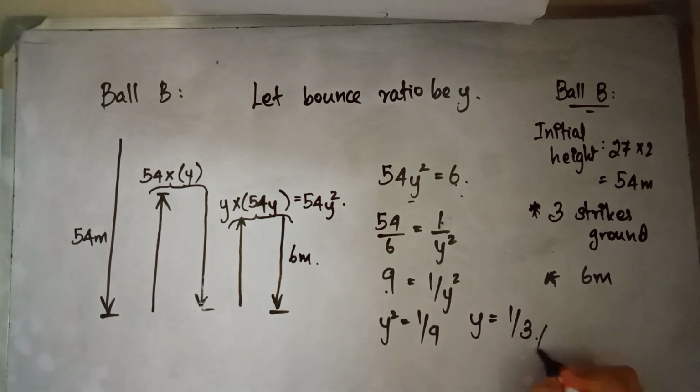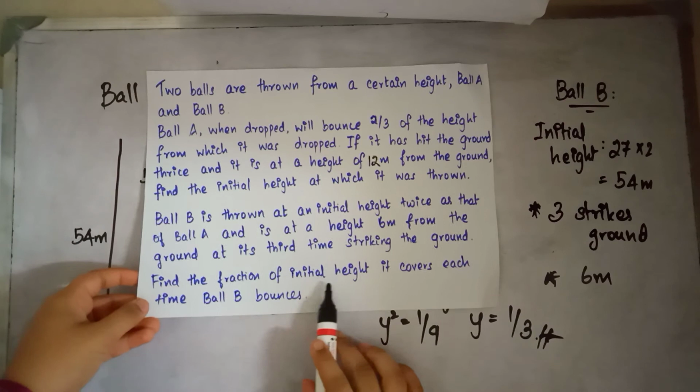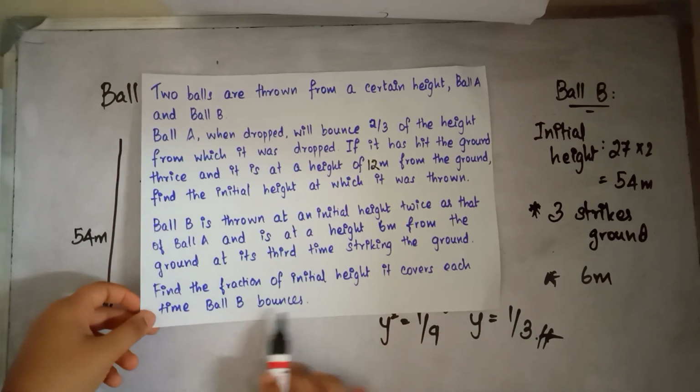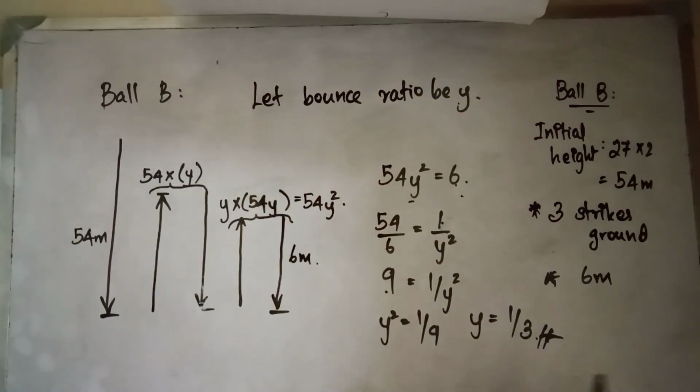So the bounce ratio, or in other words, the fraction of the initial height it covers each time ball B bounces will be 1 by 3rd of the previous height.